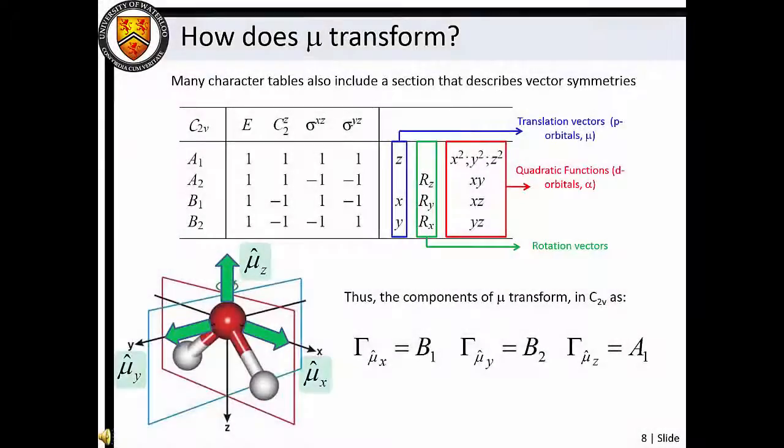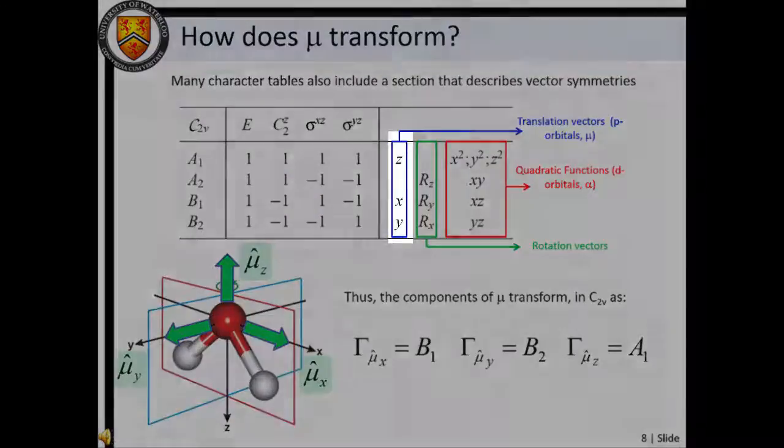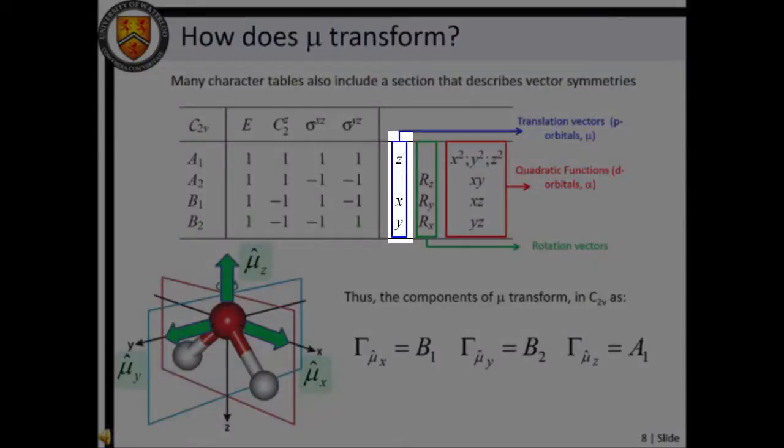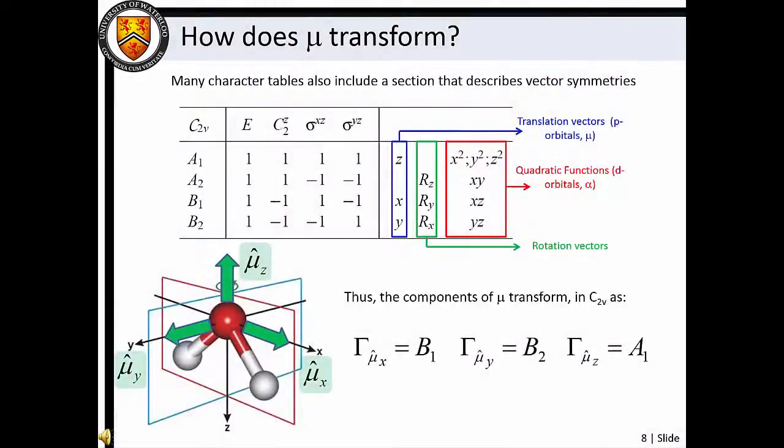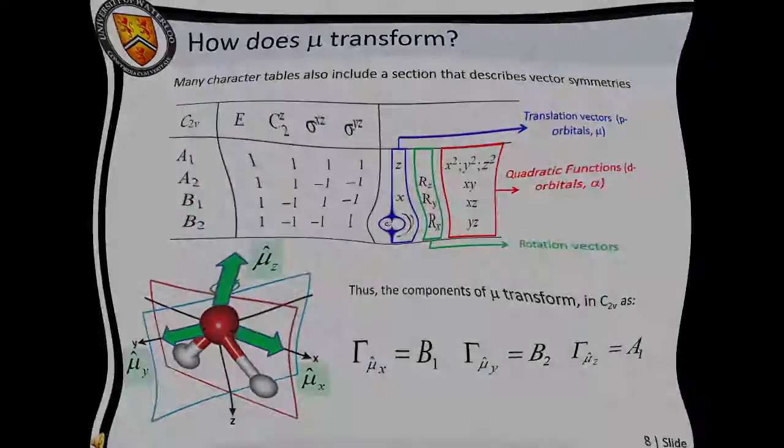We already know how to determine the symmetry of vibrational wave functions. To determine the symmetry of the dipole moment vector components, we need only look in the vector column of the associated character table. For example, under the C2v symmetry group, a vector along the z-axis has A1 symmetry, a vector along the x-axis has B1 symmetry, and a vector along the y-axis has B2 symmetry.